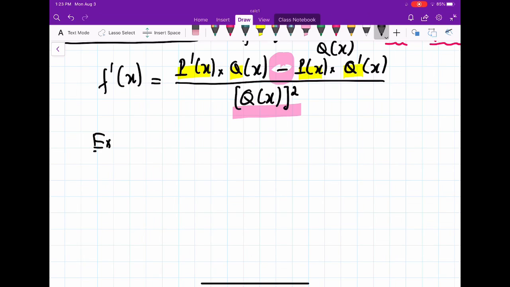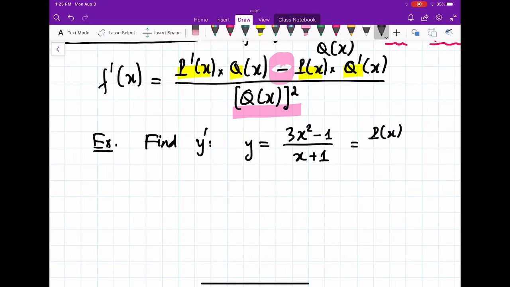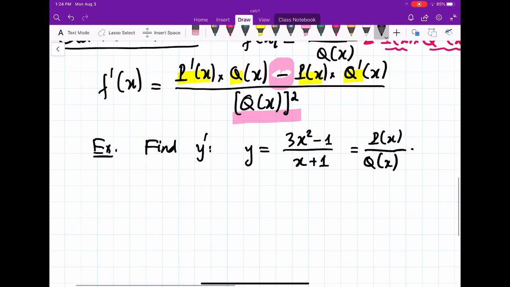Let's apply the quotient rule to find the derivative of the following function. Find y prime for y equal to (3x squared minus 1) over (x plus 1), right? So basically p(x) is 3x squared minus 1 and q(x) is x plus 1. Then before we write the answer, I think we need to differentiate p and q, right? So I can write that separately.